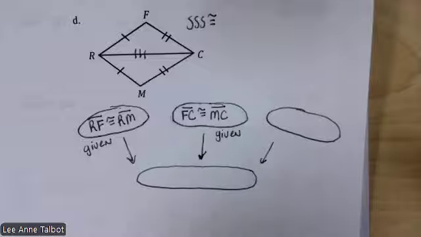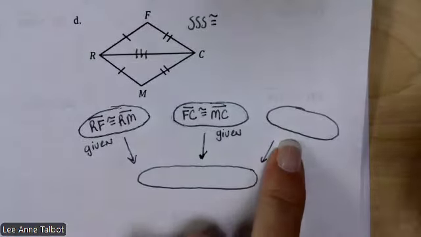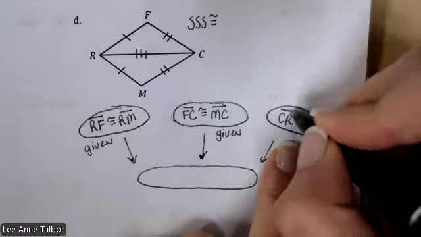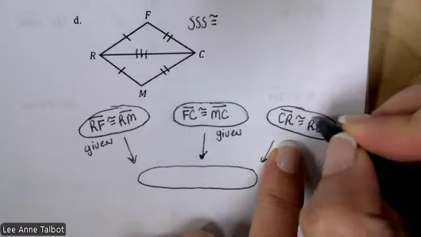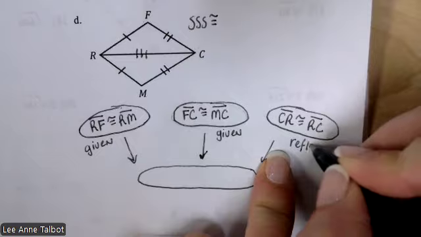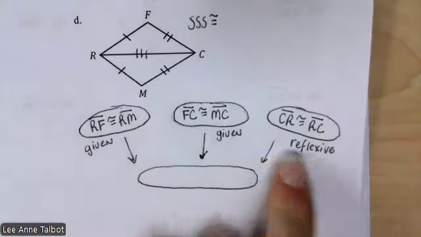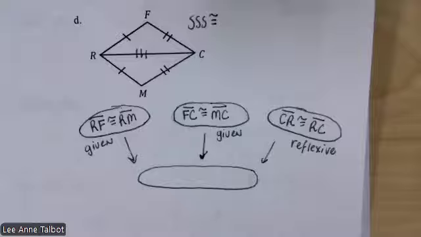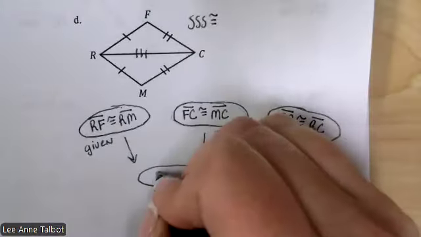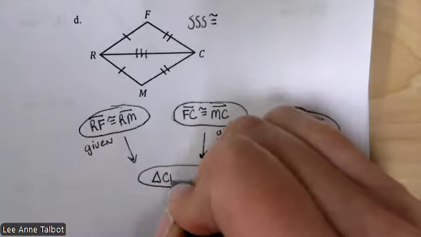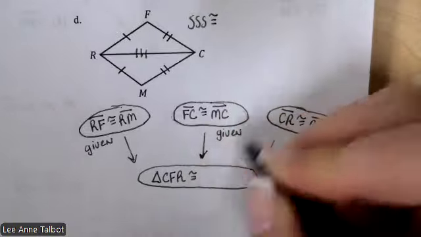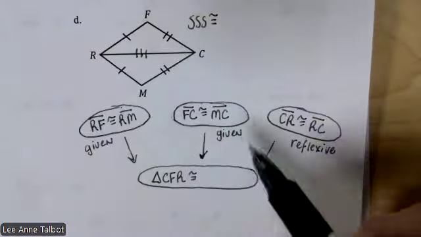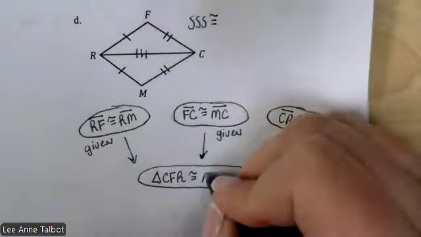Okay, now this last one, CR is congruent to RC, reflexive. Great job. Okay, now on the top triangle, I'm going to go alphabetical order, C, F, R. What would be the order on the bottom triangle then? Yep.